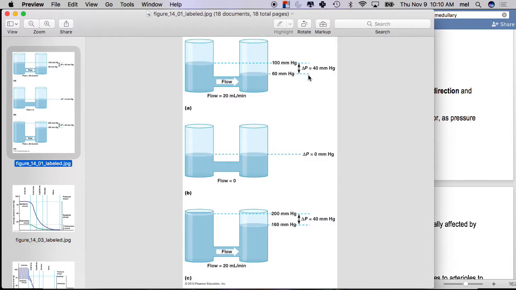Okay, so I have two different pressure situations. Notice that the delta P here is 40, and they set the resistance at 2, just arbitrarily. And that gets you a flow of 20 milliliters per minute. Everybody okay with that? Okay. Notice that in this situation, you have way higher pressure, but the same delta P, right? And the same flow. So this is a healthy person, for instance, and this is a person with hypertension.